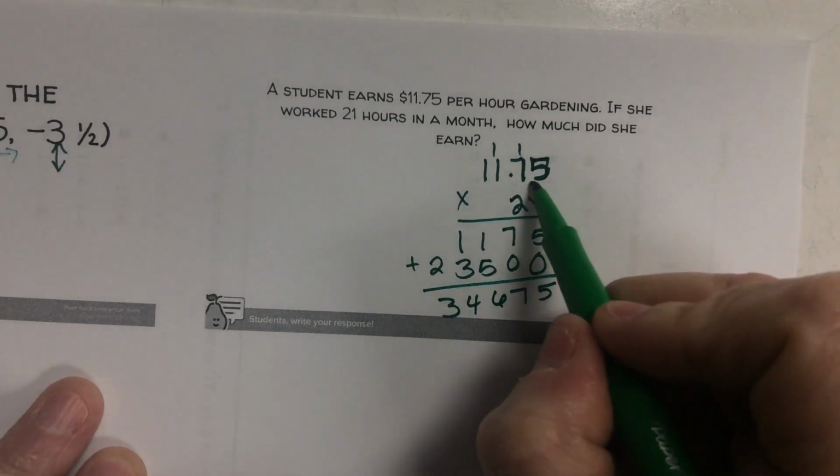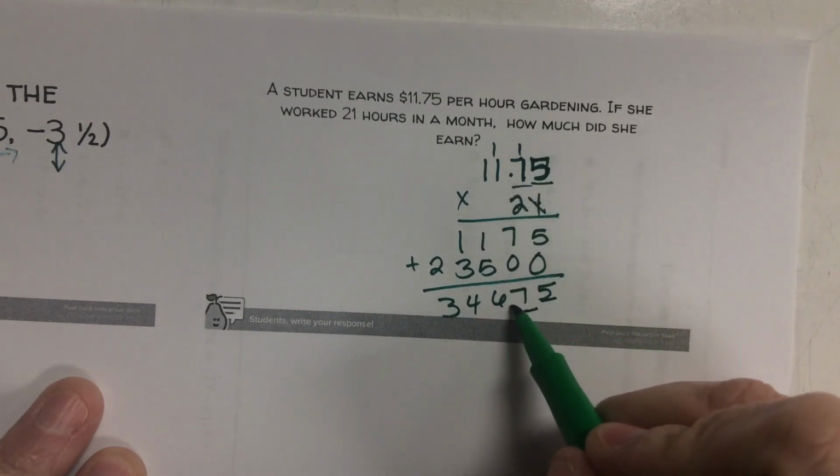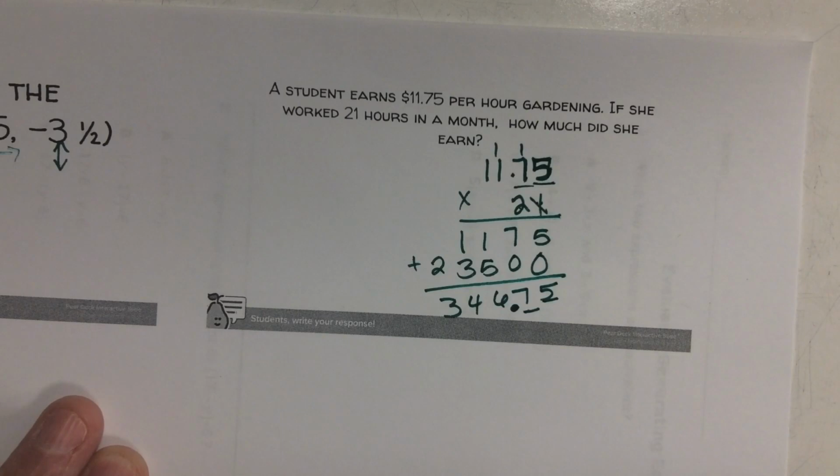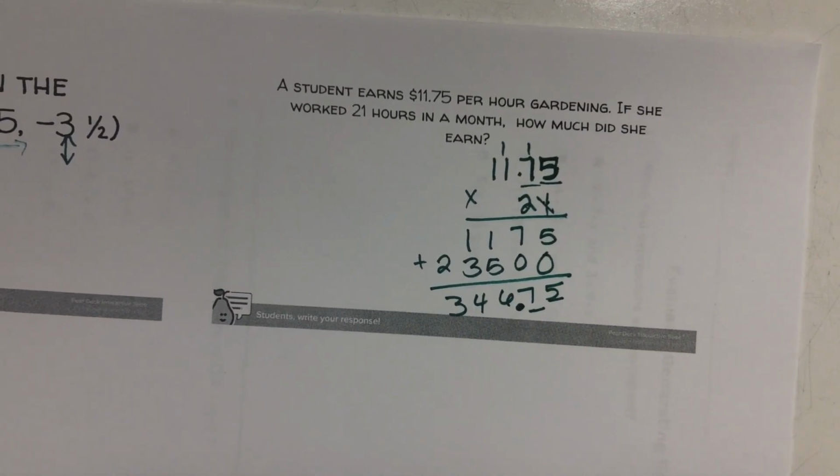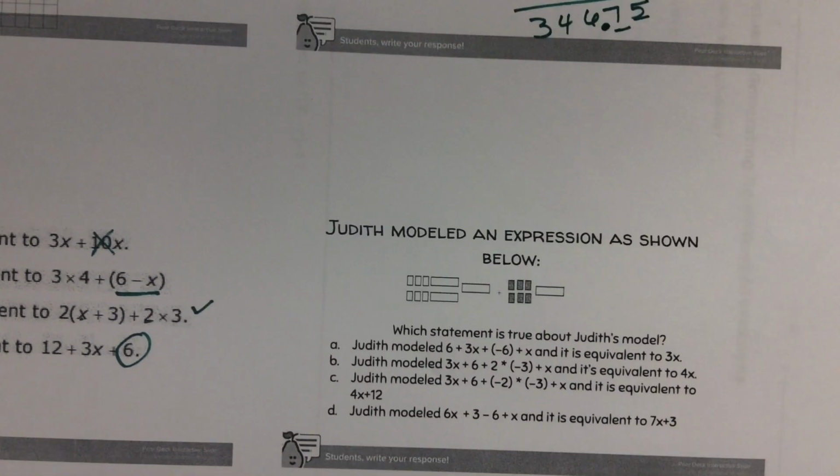Okay, I add all those up, and I have 2 decimal places. So that student makes $346.75. Guys, I know it's kind of fast, so I can get through a lot of problems, but you can pause it as much as you need here, okay?